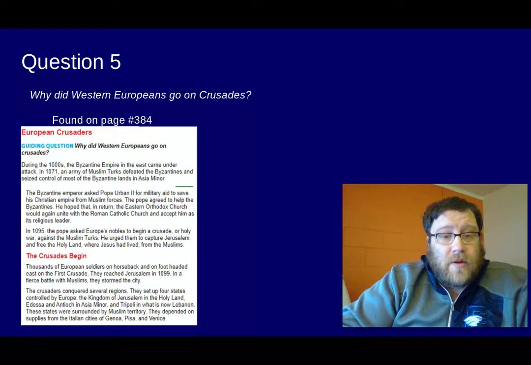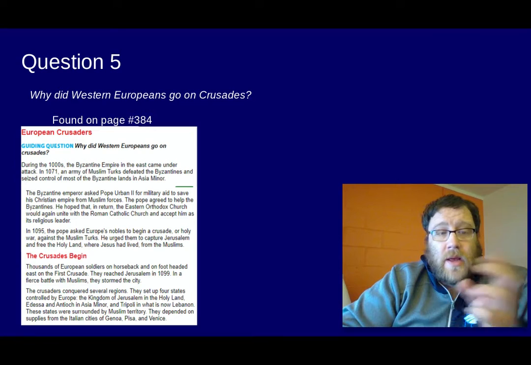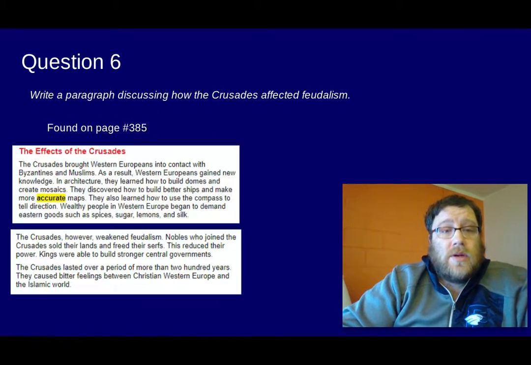He hoped that in return the Eastern Orthodox Church would then unite with the Roman Catholic Church and accept him as their religious leader. And so in 1094, the Pope asked Europe's nobles to begin a crusade, or a holy war, against the Muslim Turks. He urged them to capture Jerusalem and free the Holy Land where Jesus had lived from the Muslims. So that is why the Western Europeans went on crusades. Summarize that in your own words.